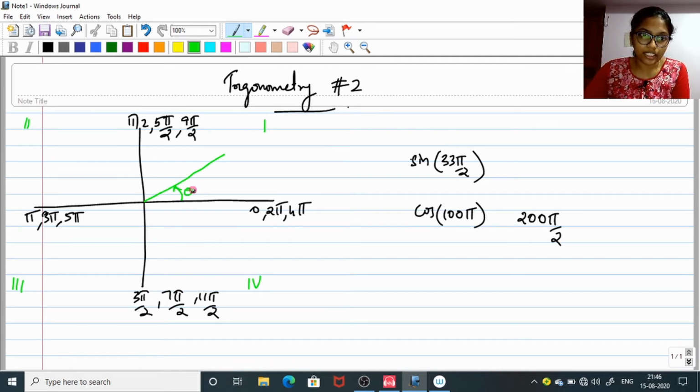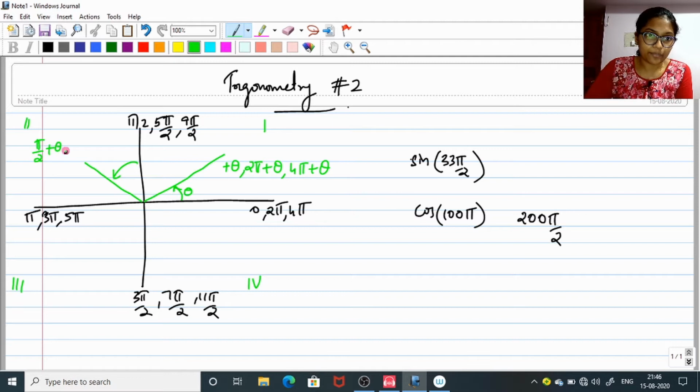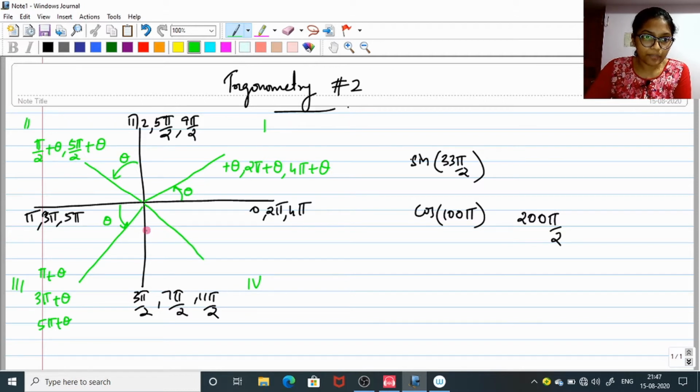We can write any angle coming in a quadrant. If this is theta, then you can have positive theta, or 2 pi plus theta, or 4 pi plus theta. And angles coming over here we can have like pi by 2 plus theta, or 5 pi by 2 plus theta, and it goes on, if this is theta. Angles in the third quadrant can be written as pi plus theta. If this is your theta value, then this arm represents pi plus theta, or 3 pi plus theta, or 5 pi plus theta, etc. Finally, in the fourth quadrant, if this is your theta, then you can have 3 pi by 2 plus theta, 7 pi by 2 plus theta, 11 pi by 2 plus theta, etc.